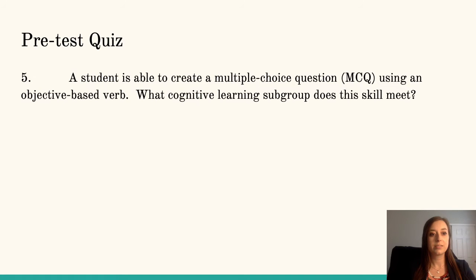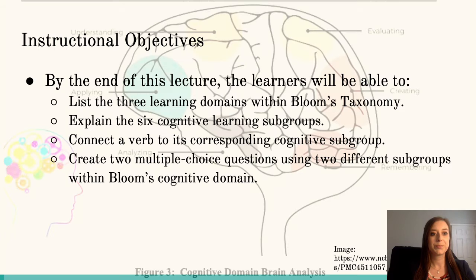Last question. A student is able to create a multiple choice question using an objective-based verb. What cognitive learning subgroup does this skill meet? Okay, so that is evaluation or creating. Okay, so let's get a little deeper into Bloom's taxonomy, and then we'll talk about how we can use it to create our questions for multiple choice quizzes and tests.